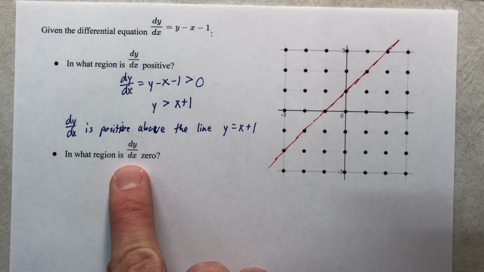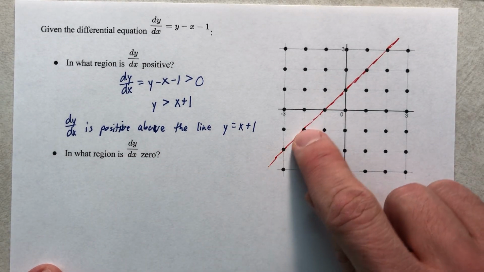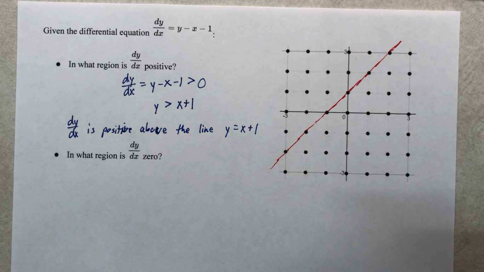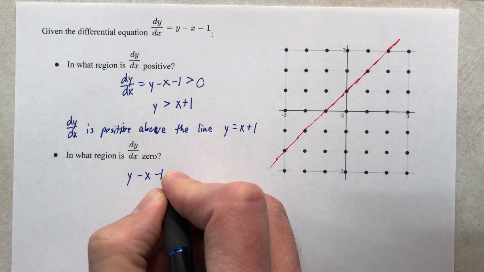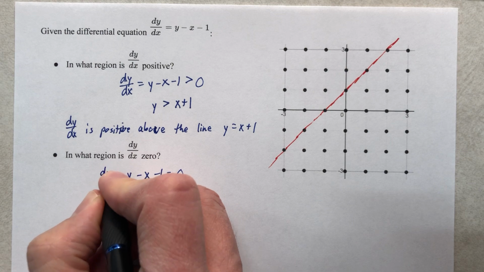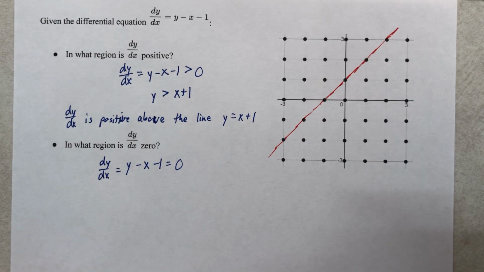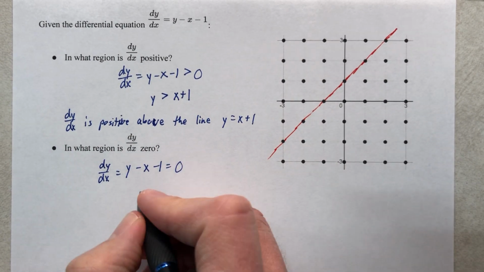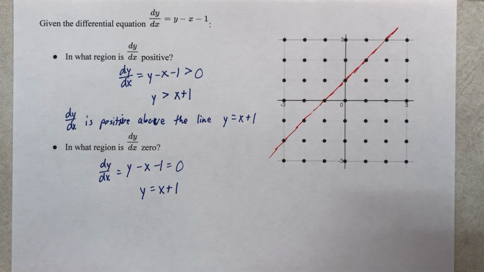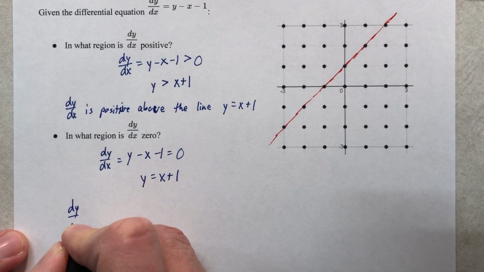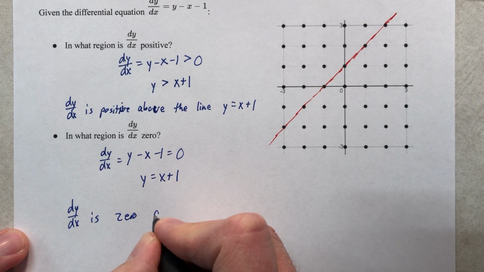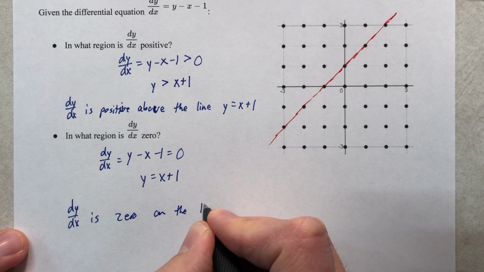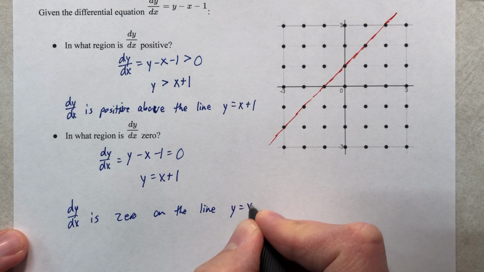So in what region is the slope 0? Actually, it would be this one right here. And let's do it. So y minus x minus 1 is equal to 0, because that is the slope. We actually just did this in a different context. We had it greater than, but now it's equal. So y equals x plus 1. So dy/dx is 0 on the line y equals x plus 1.